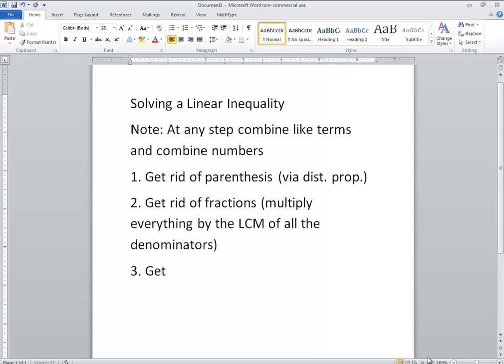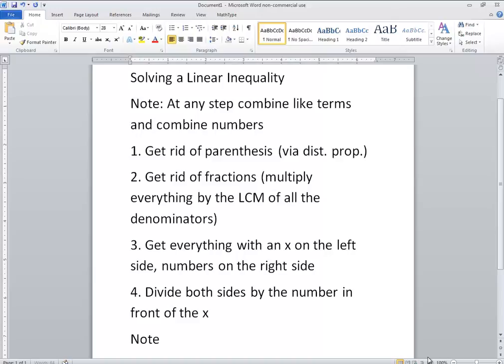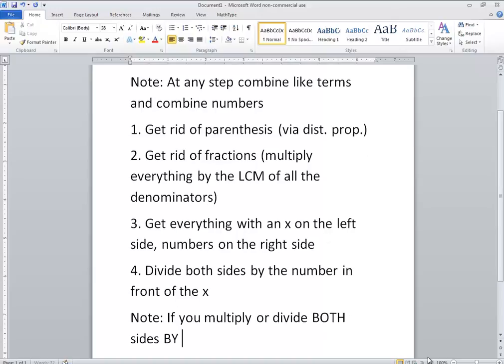Step 3, get everything with an x on the left side, numbers on the right side. Step 4, divide both sides by the number in front of the x. And we've got a note. It says if you multiply or divide both sides by a negative number, then you're going to flip the inequality symbol.